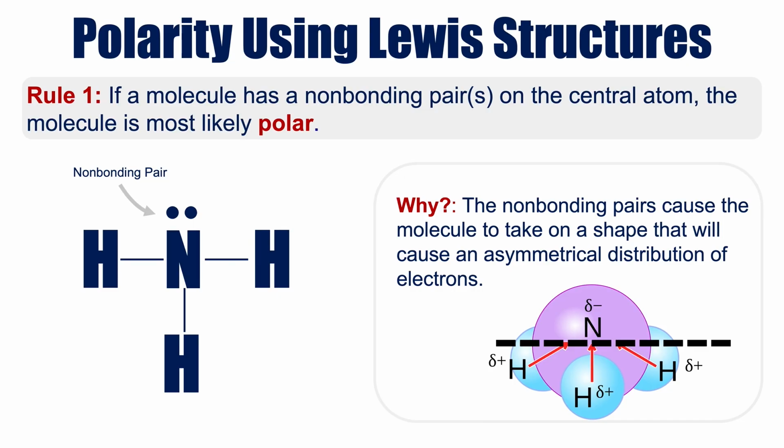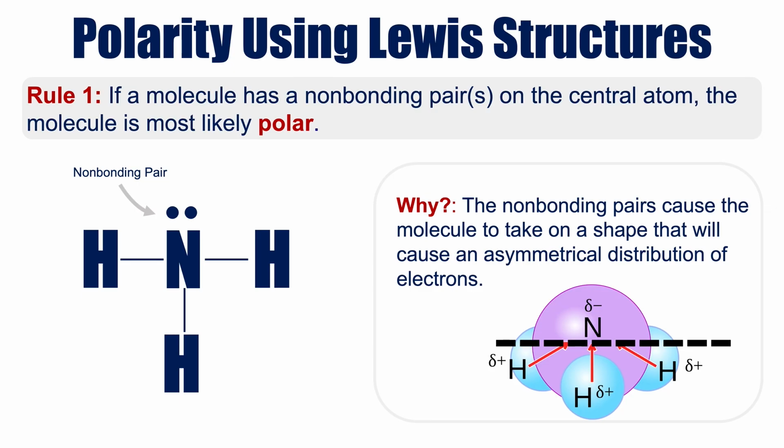So the first rule is if a molecule has a non-bonding pair or pairs on the central atom, the molecule is most likely going to be polar. So if you were given the Lewis structure of NH3, I see there's a non-bonding pair on that central atom. So I'm going to classify this molecule as most likely being polar.